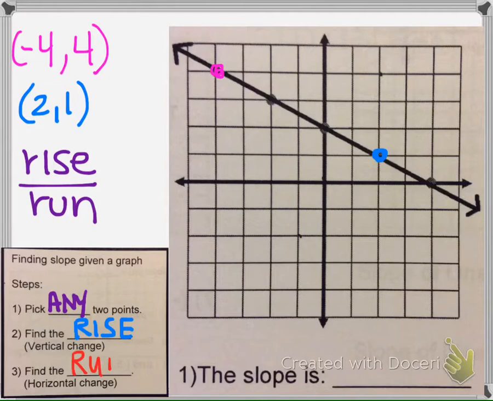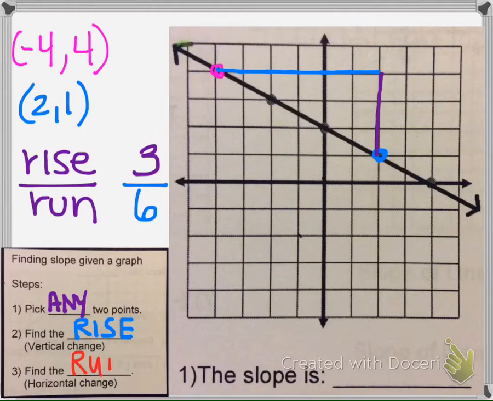So I'm going to rise. I'm going to start with the one on the bottom. This one's below this one up here on top. So it doesn't matter. That's just what I always do. So I have to change vertically by 1, 2, 3. So my rise is 3. And then I'm going to run 1, 2, 3, 4, 5, 6.